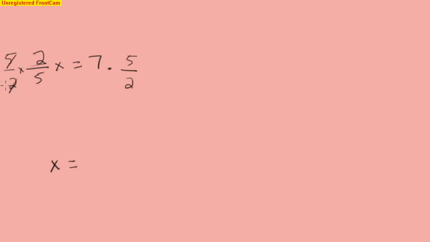These all reduce to 1. It isn't like they really go away. They just reduce to 1. And 1 times x equals x. And over here we've got 35 over 2. Or we could put it into an improper or a mixed number and write it as 17.5.